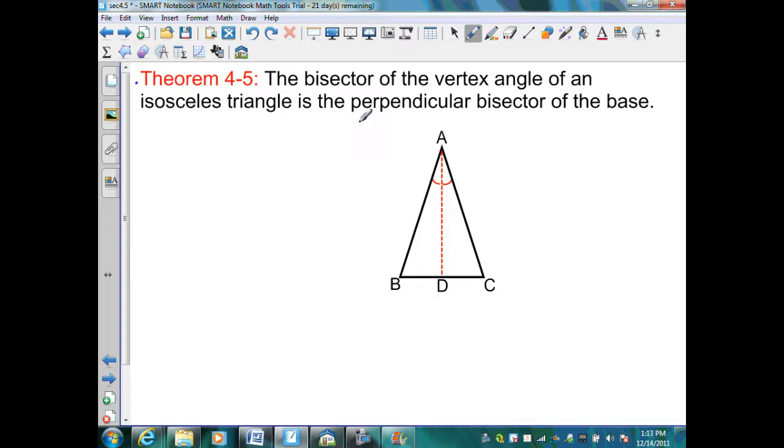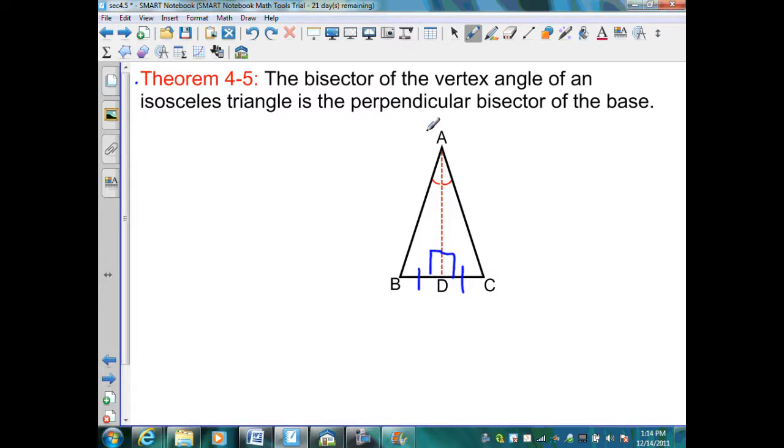Therefore, that is the perpendicular bisector of the base. When I know that, it generates perpendicular angles on the base. Therefore, ADC and ADB are both right angles, and that makes them both congruent. I also know that point D, being a perpendicular bisector, would be the midpoint of segment BC. Therefore, I can generate segment BD congruent to segment DC.